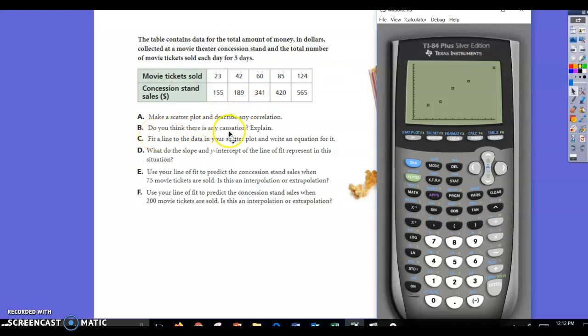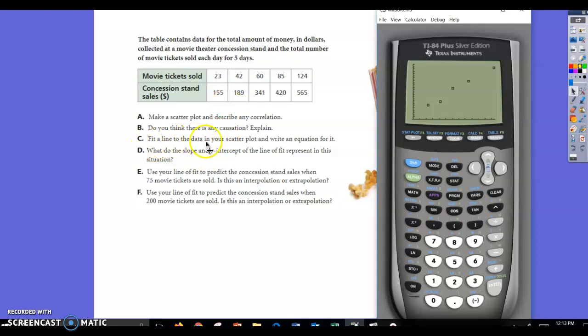All right, do you think there's any causation? Explain. All right, remember causation, does one thing cause the other to happen? Like when the kid was growing, did one thing cause the other? Did the height of the kid come from the age of the child? And that was a causation. So, does the number of concession stand sales depend on the number of tickets sold? And I would say yes. The more tickets you sell, the more people are at the movies, which means naturally there are going to be more concession stand sales. So yes, there is a causation where if there's more movie tickets sold, there's more people to buy concessions.